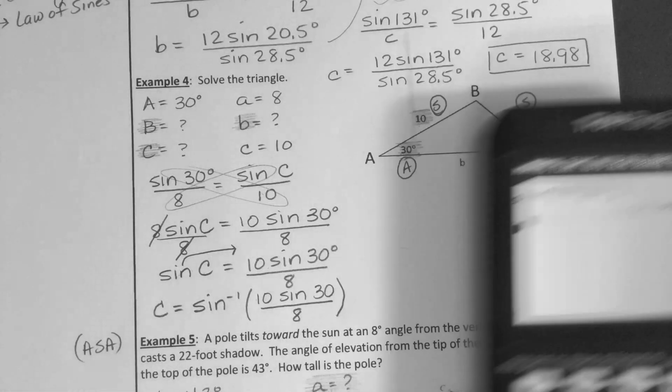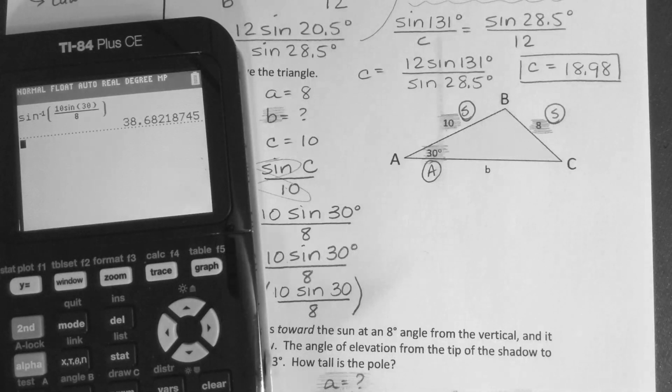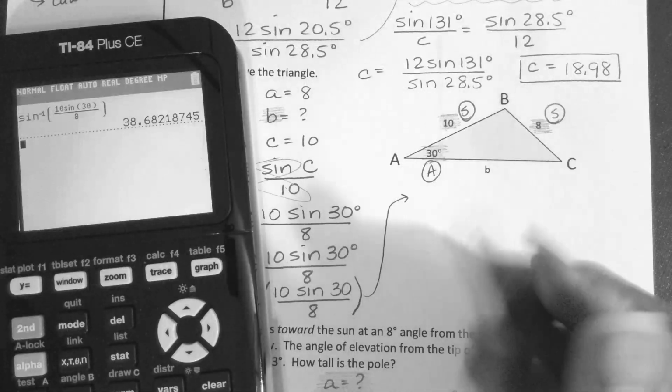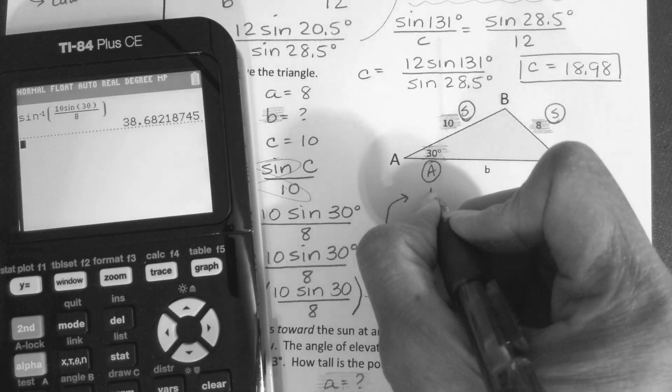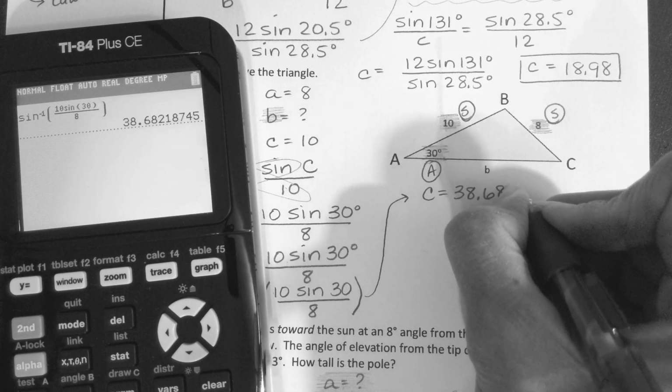So where can I write that? Trying to let you be able to see it. So I'm going to come over here. Capital C is 38.68 degrees.